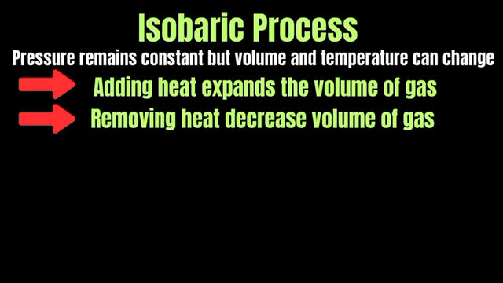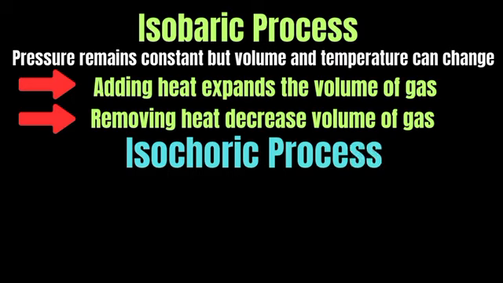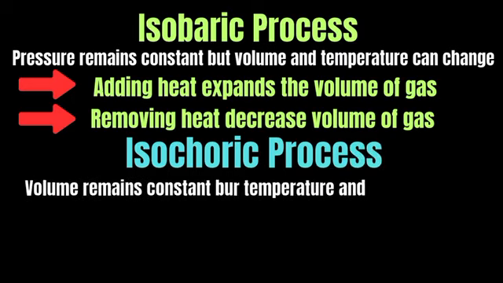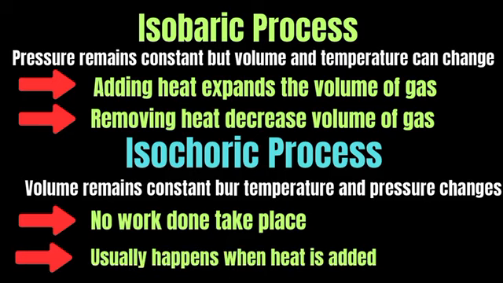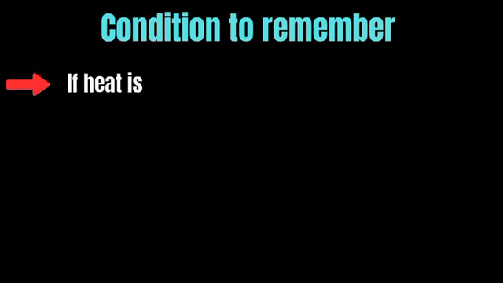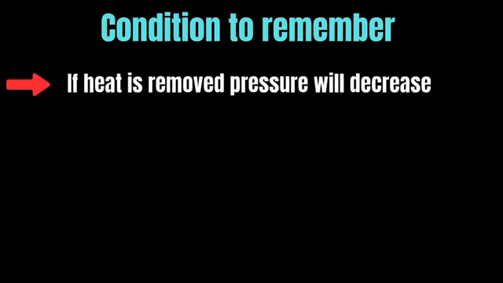Now it's time to understand the isochoric process. An isochoric process is one where volume remains constant, but pressure and temperature change. Since the volume does not change, no work is done, and all the energy added or removed goes into changing the temperature and pressure. It usually happens when heat is added. The pressure increases because the molecules move faster in the fixed space. If heat is removed, the pressure decreases because the molecules move slower.